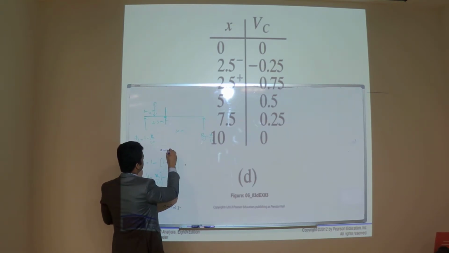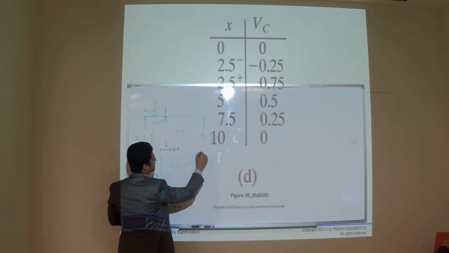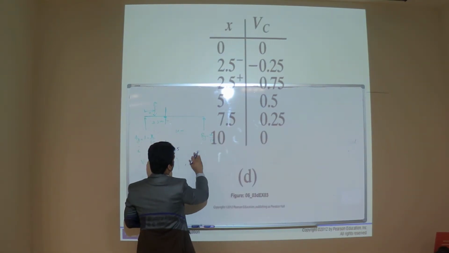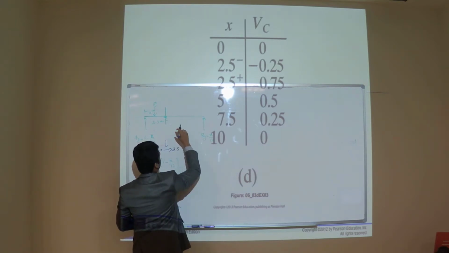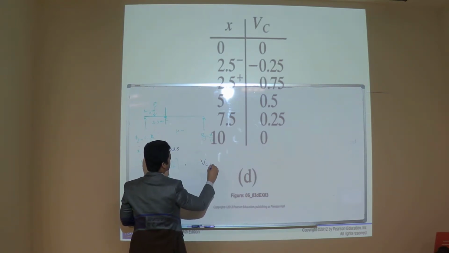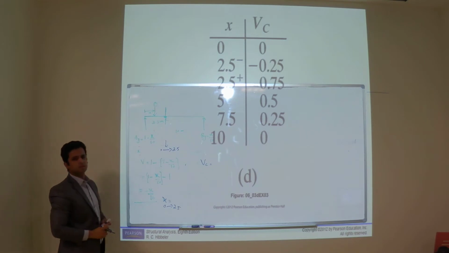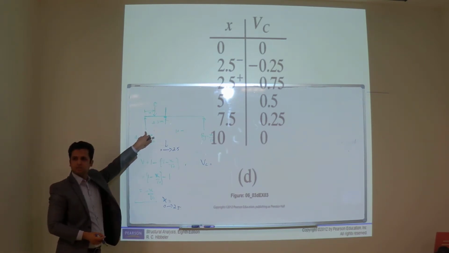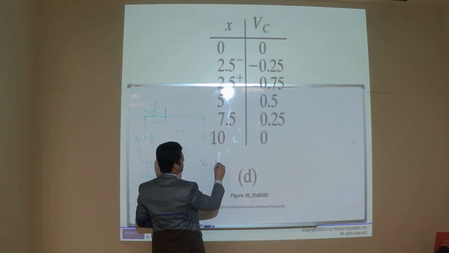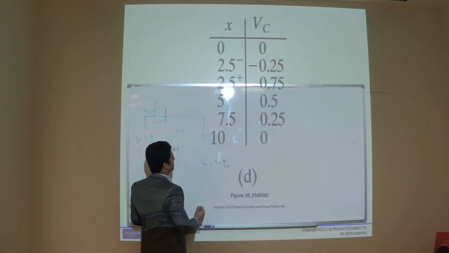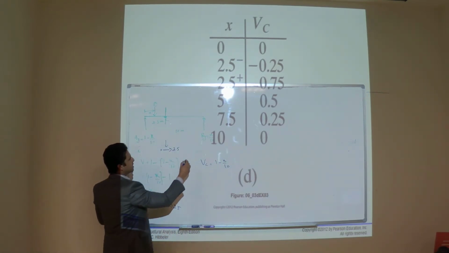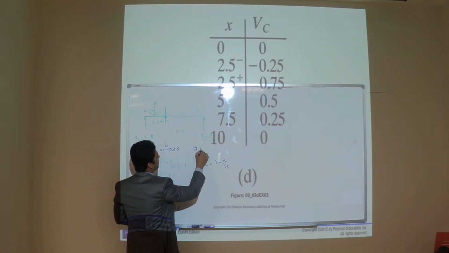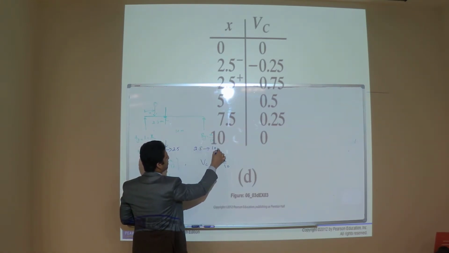This is 0 to 2.5 when the load is here. But when the load is from 2.5 to 10, then at point C, how much will be the shear? 1 minus x over 10. It will be equal to this reaction. Yes, 1 minus x over 10. So this is from 2.5 to 10 meter.